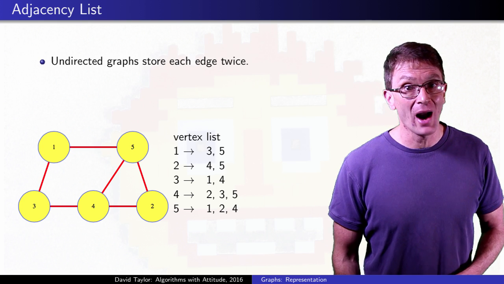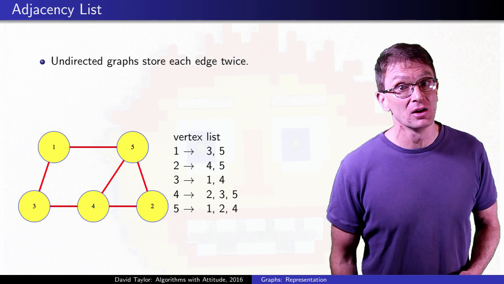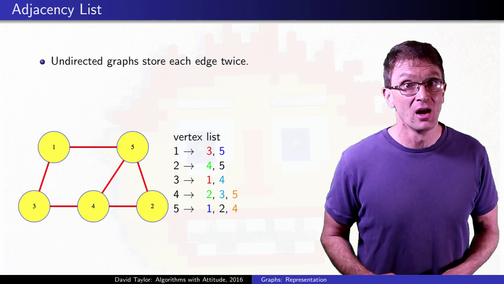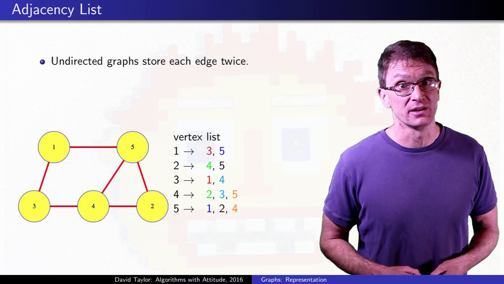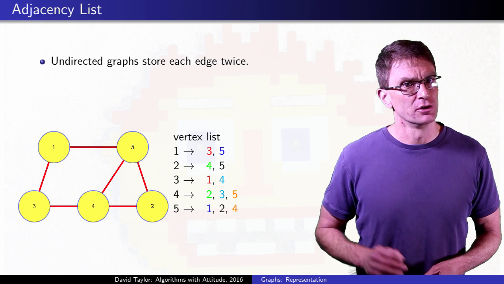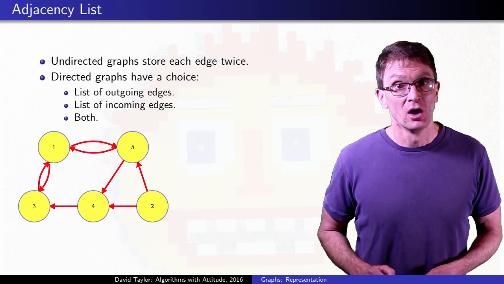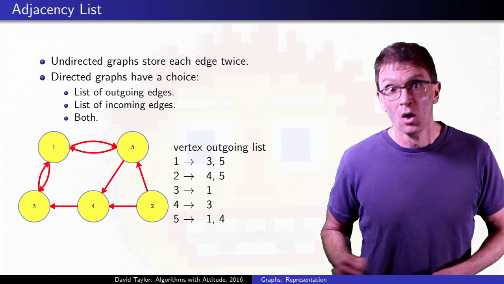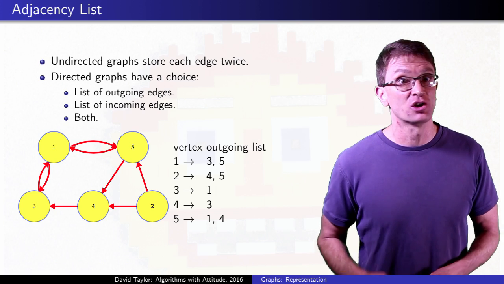For undirected graphs, in the adjacency list model, you store each edge twice, once in the list for each vertex, unless you don't care how long it takes you to look anything up. For directed graphs, you have a choice. For each vertex, you can store all of the vertices that it has an edge to, or all the vertices that it has an edge from.